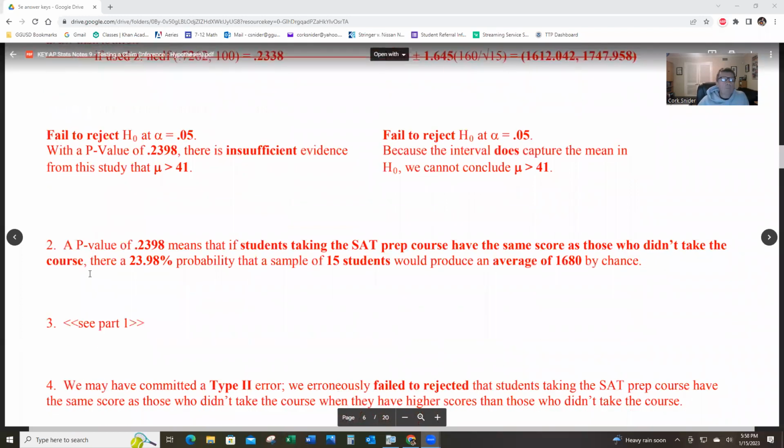Now, the p-value part. A p-value of 0.2398 means that if students taking the SAT prep course have the same score as those who didn't take the course, this sentence that's bolded right here is really rephrasing H0. With a p-value of 0.2398, there's a 24% probability that the sample of 15 would produce an average of 1680 by chance. You could also say there's a 24% chance that we would get this data by chance alone, even if H0 is true. There's a lot of ways to say this on the p-value, and you've got to be familiar with different ways to say it because they can get you on multiple choice.